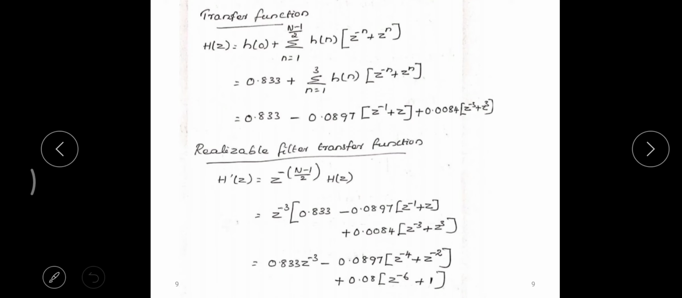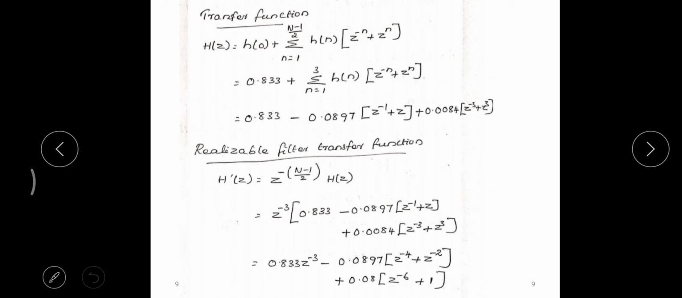If you look into this H of z, we also have positive powers of z. Whenever we get a positive power of z, that is nothing but a non-causal filter. But an FIR filter is always causal, it is really implementable. So we should make that filter a causal filter, or we should make it realizable.